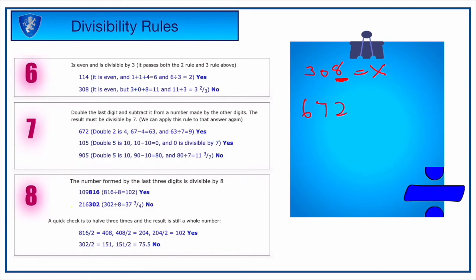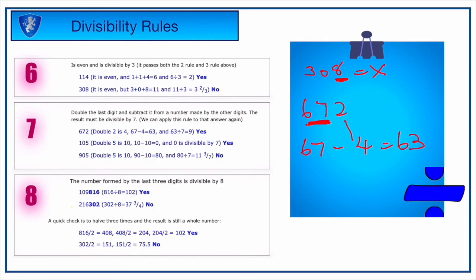So it says double the last digit and subtract it from a number made by the other digits, and the result must be divisible by 7. So if you look at this number, 672, you double the 2, which is 4, and then you subtract it from the number formed by the first 2 digits here, and it gives you an answer of 63. And you know 63 comes in your 7 times table. So I hope you go through this again, right, to understand it.